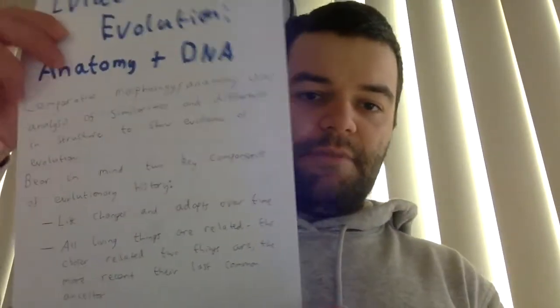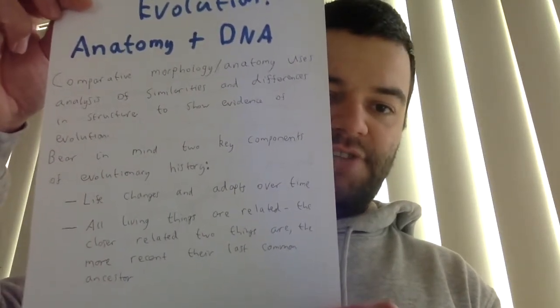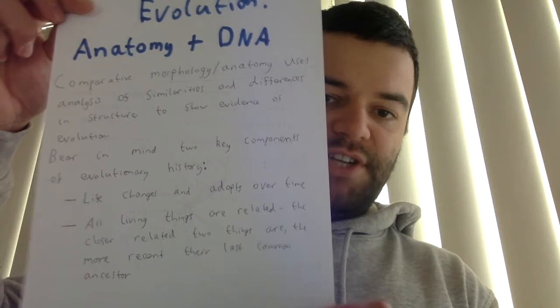Okay guys, so we are going to carry on looking at the evidence for evolution today, looking at both the comparative anatomy or comparative morphology, as it's sometimes called, and using DNA evidence as well. So basically, comparative morphology uses analysis of similarities and differences in structures to show evidence of evolution.